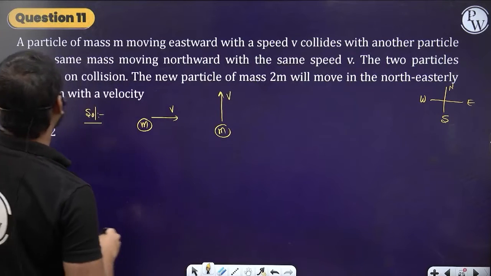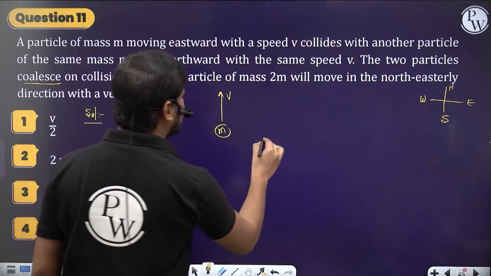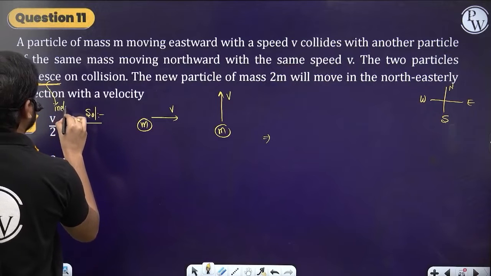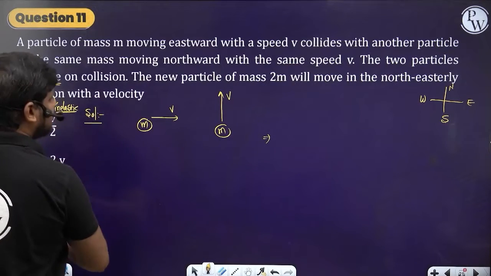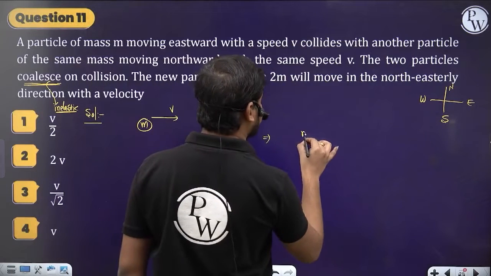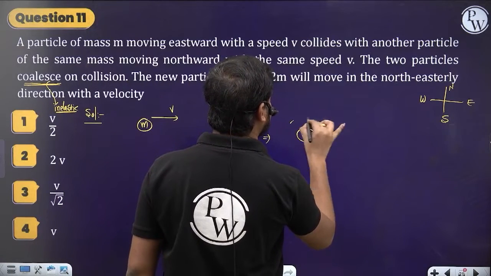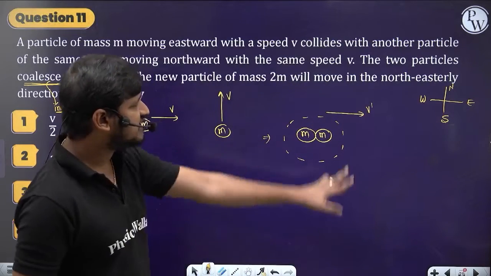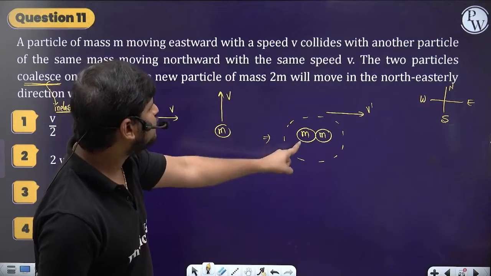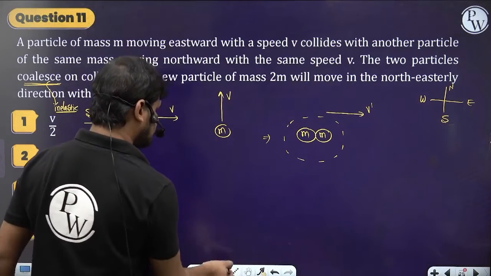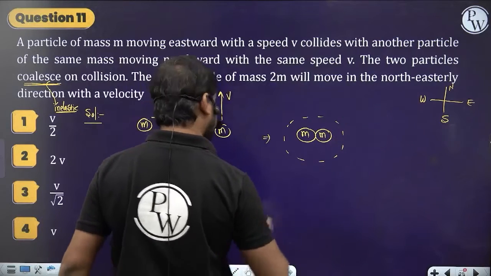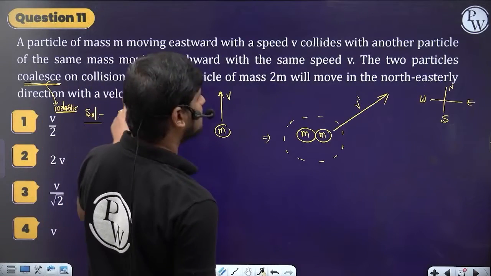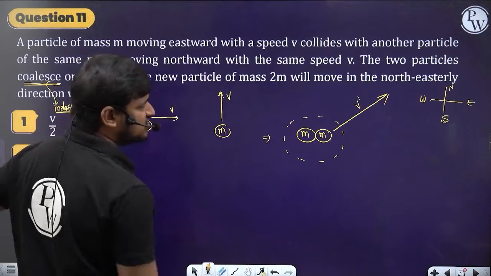Then the two particles coalesce, which means the two particles combine after the collision. What kind of collision is it going to be? The inelastic collision. So here m and m both combine and move with some common velocity, let it be v dash. Already v is given. So the new particle of mass 2m will move in the northeast direction. See here, the northeast direction. Let's suppose its velocity is v dash. That v dash velocity we have to find.